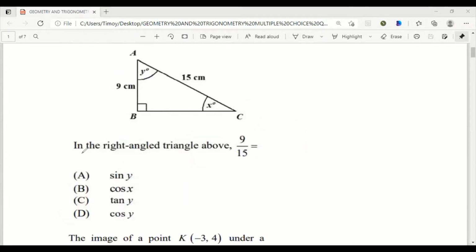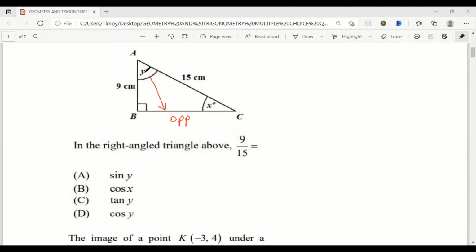To our second question, in the right angle triangle above, 9/15 is, so we want to look at 9/15. We have two angles in question. We have x and we have y, right? Now, what we need to do is to label our triangle according to either x or y, right? So let's label it according to y.